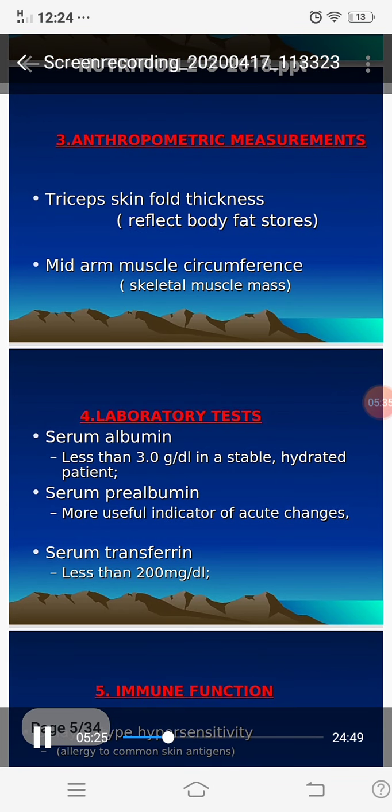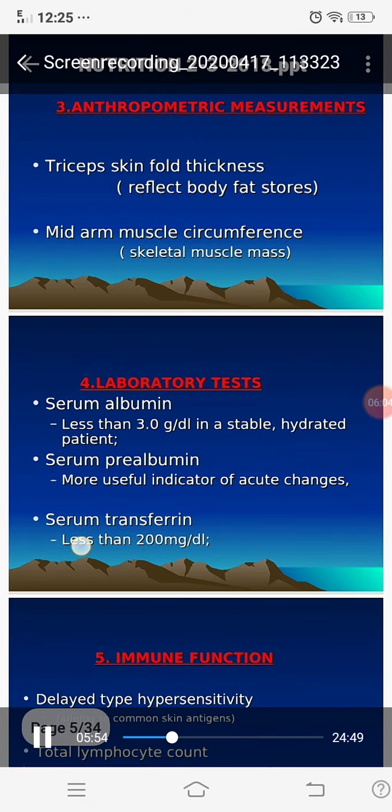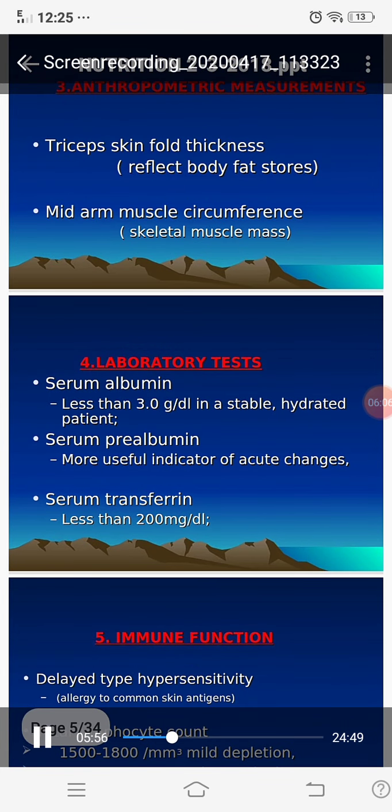If the serum albumin level is less than 3 gram per deciliter in a normally hydrated patient, there are chances the patient is malnourished. And again, if the pre-albumin level is low, again there are chances of malnourishment. Then go for the serum transferrin level assessment. Less than 200 milligram per deciliter is again significant for malnutrition. So, after history, physical examination, anthropometric measurements, and laboratory evaluation.